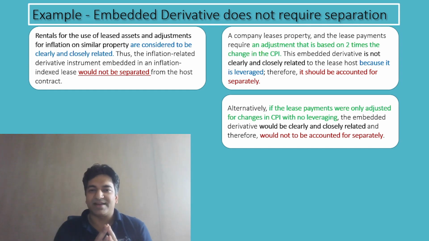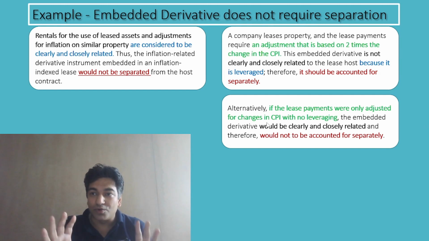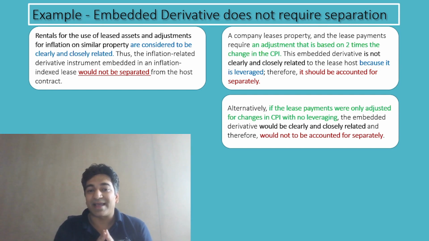So let us now look at another example. A company leases property and the lease payments require an adjustment that is based on 2 times the changes in CPI. This embedded derivative is not clearly and closely related to the host lease contract because it is leverage, that is 2 times the change in CPI. Therefore, it should be accounted for separately. Alternatively, if the lease payments were only adjusted for the changes in CPI with no leveraging, then the embedded derivative would be clearly and closely related and therefore would not be accounted for separately.